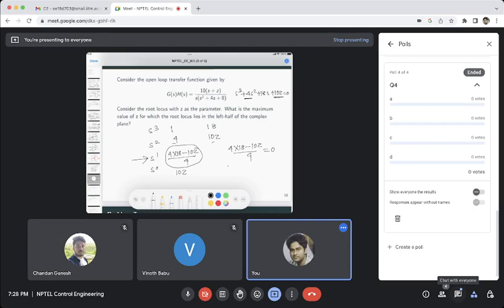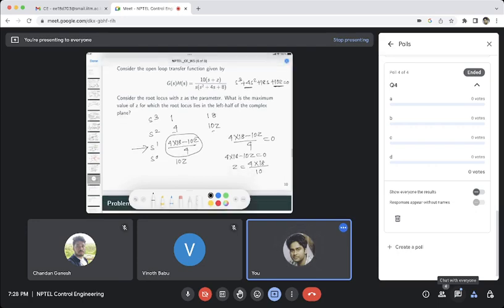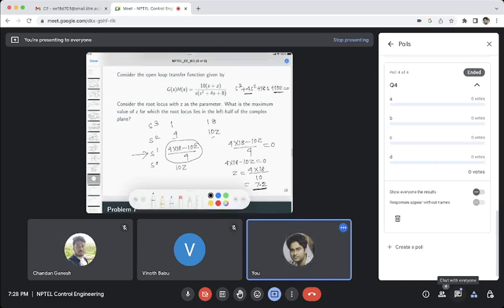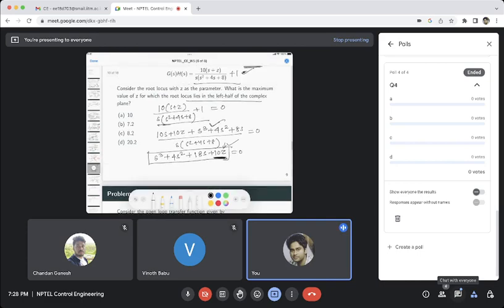That means 4 into 18 minus 10z equal to 0, or z equal to 4 into 18 by 10, that is 7.2, right? You see that at 7.2 it should cross the imaginary axis, right? So it is crossing the imaginary axis for the value equal to 7.2.